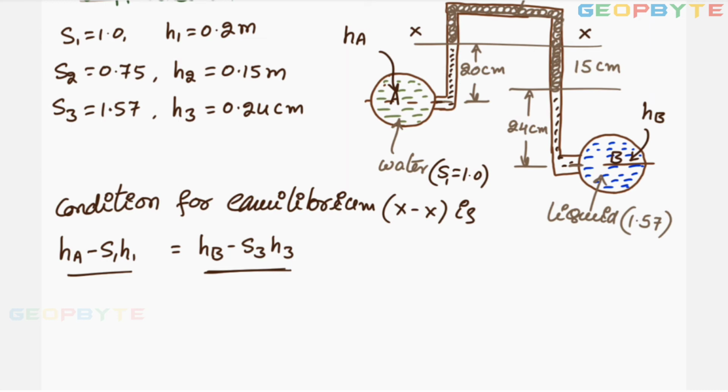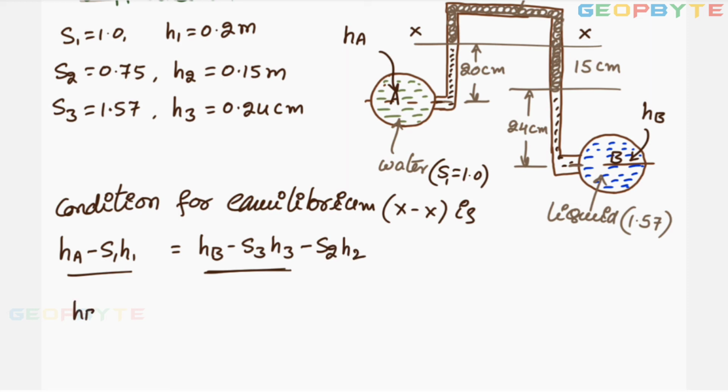But S2 is the deciding factor. Remember, if the manometric fluid is rising in the right side, write the minus S2H2 in the right side of the equation. But if the manometric fluid is rising or deflecting in the left side, then write the S2H2 in the left side of the equation with minus sign. But this is the case where the manometric fluid is deflecting in the right side. That's why it should be written minus S2H2 in the right side of the equation.